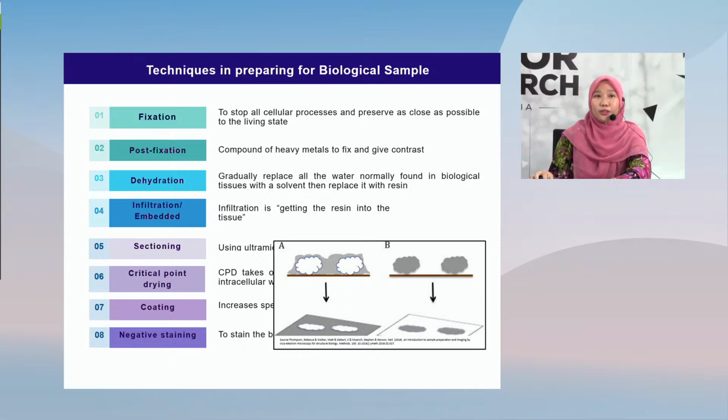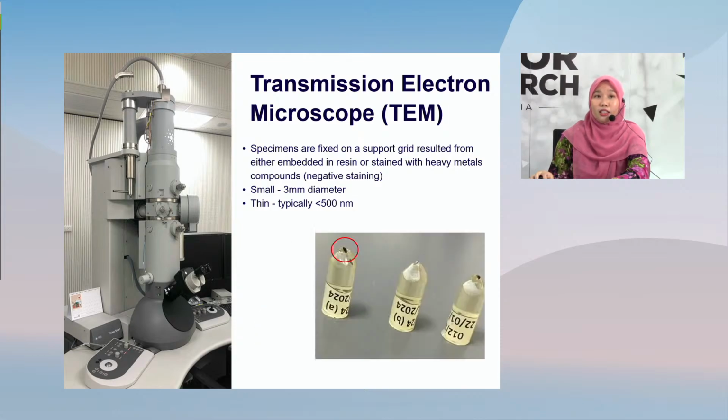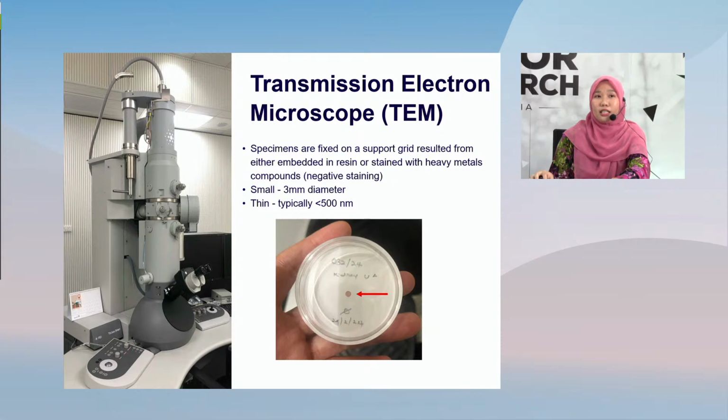Okay, next we come to the electron microscope. The first electron microscope is the transmission electron microscope, in short TEM. Usually for TEM, the specimens are fixed on the support grid, either embedded in resin or stained with the heavy metal compounds, which I mentioned just now, as in negative staining. The copper grids are usually very small, around 3 millimeters in diameter, and very thin, typically less than 500 nanometers. That's the real photo of how small the grid for TEM is.